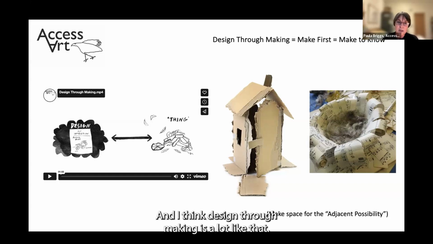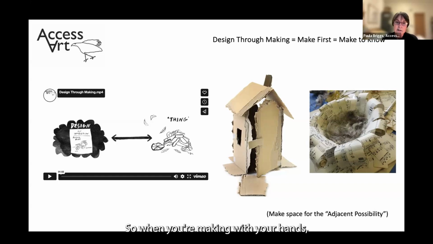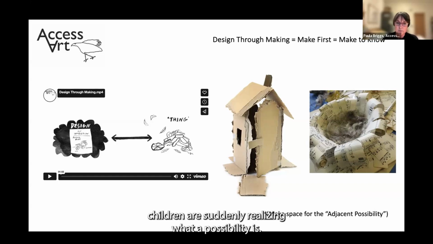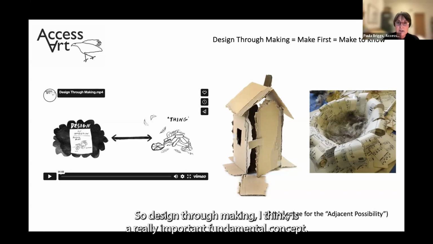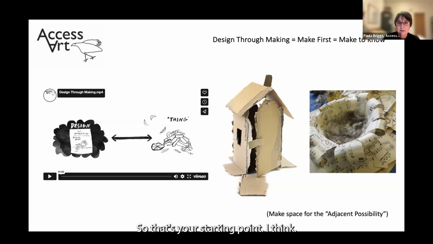And I think design through making is a lot like that. So when you're making with your hands, children have suddenly realised what a possibility is. There's a new thing that could happen, a new stitch, a new way of bending a piece of cardboard, a new way of putting two materials together that they would never have thought of if they were just presented with pen and paper. So design through making, I think, is a really important fundamental concept. So that's your starting point, I think.